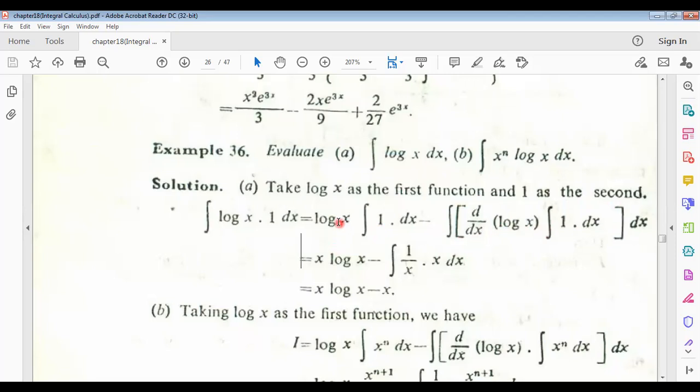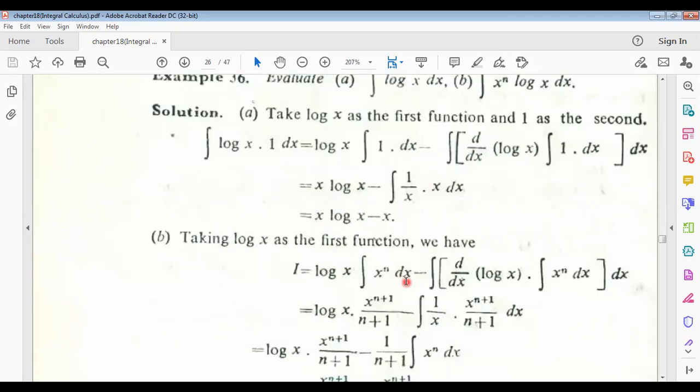So log x and 1: the integration of 1 is x. Log x differentiation is 1 by x. So this is very easy: x log x, and x and 1 by x cancel. The integration of 1 will be only x. Very easy for you.